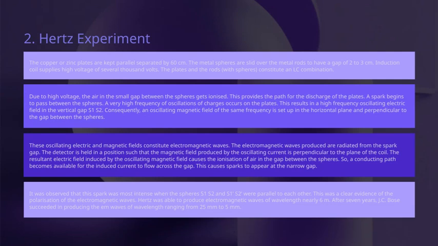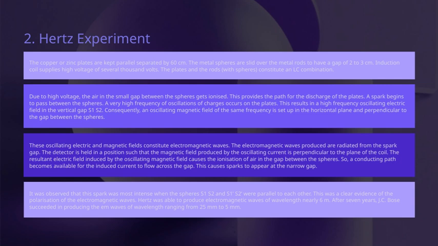When observing the sparks, it was most intense when the spheres S1, S2, and their primed counterparts S1', S2' were aligned parallel to each other. This clear pattern provided strong evidence of the polarization of electromagnetic waves. Hertz was able to generate these waves with a wavelength of nearly 6 meters.